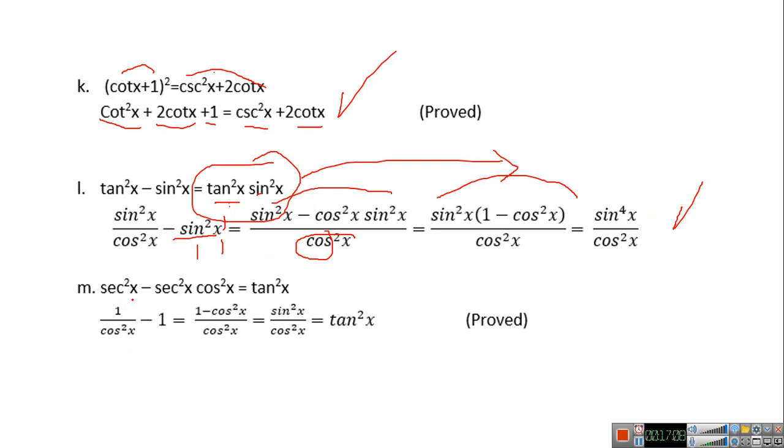Here secant square is 1 over cosine square. Okay. And secant and cosine are the inverse of each other. So secant square is 1 over cosine square times cosine square is 1. So we can do the same denominator. So 1 minus cosine square over cosine square, and 1 minus cosine square is sine square over cosine square, which is tangent square x. So it's proved because I wanted it to be tangent square x.